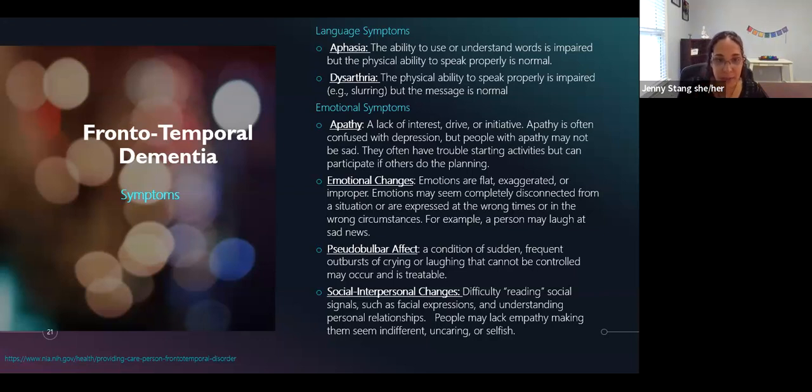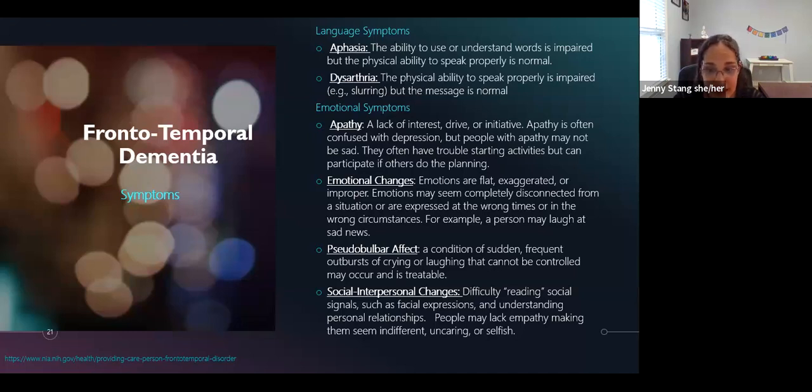Some emotional symptoms, we've got apathy, which is a lack of interest, drive, or initiative. It's often confused with depression, but people with apathy might not even be sad. They often have trouble starting activities, but can participate if others do the planning. Emotional changes, so you can maybe experience flat emotions, exaggerated emotions, or improper emotions. So they may seem completely disconnected from a situation, or emotions are expressed at the wrong times or in the wrong circumstances. So an example would be a person might laugh at sad news. Okay.